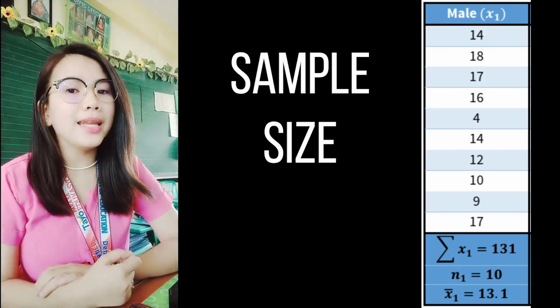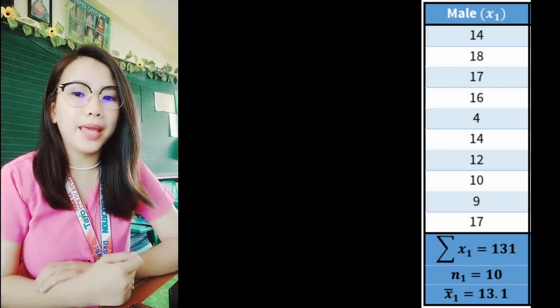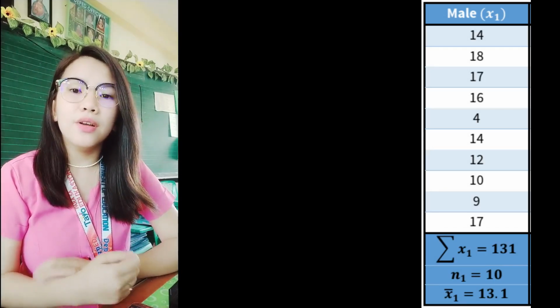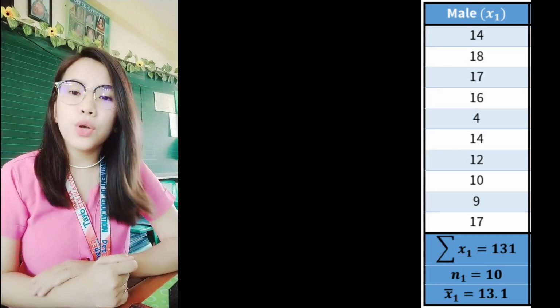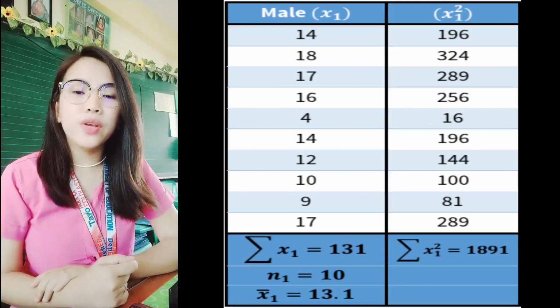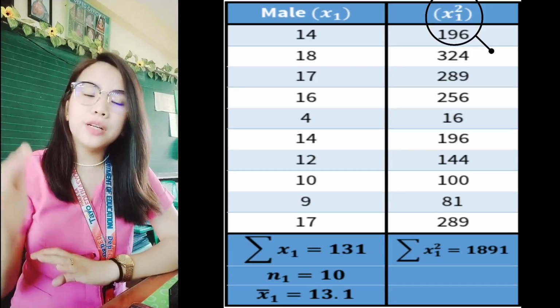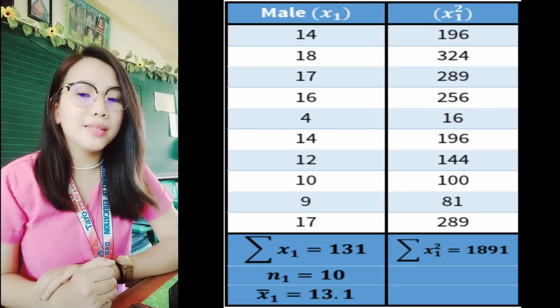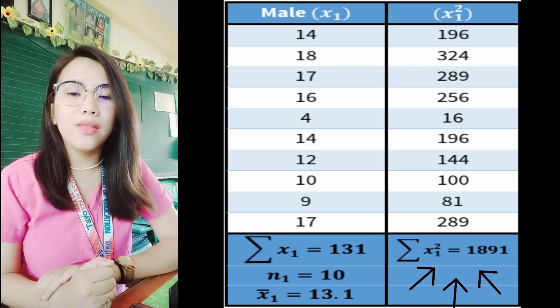So dito makukuha na natin yung ating mean ng ating x sub 1 or ng mga male, because we only have to divide yung ating nakuhang total divided by n. So the mean of the first group is 13.1. On our second column, we are going to square the scores. And once again, at the bottom of the column will be the sum of all the squares of the scores. So we get 1,891.